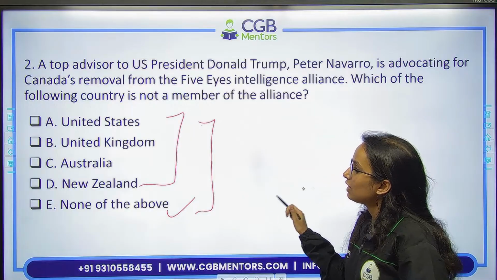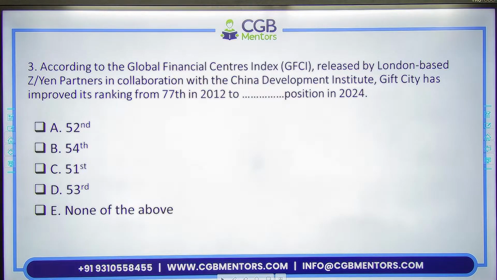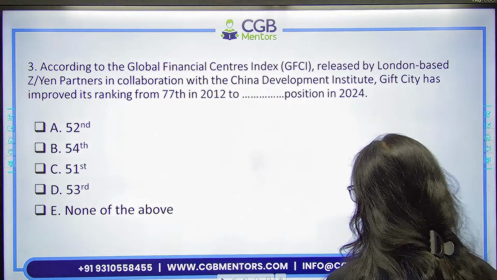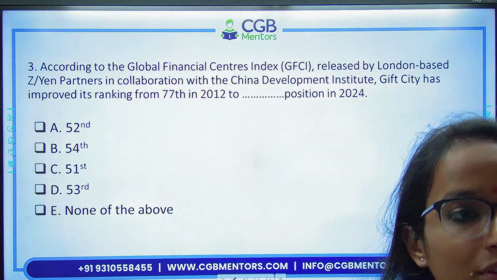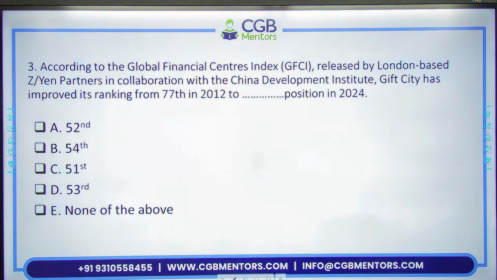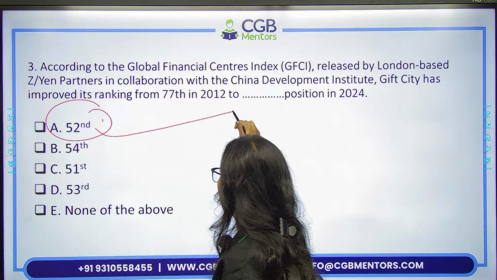Remember these names. Next is, according to the Global Financial Centres Index released by London-based Z/Yen Partners, what rank has Gift City improved to from 77th in 2024? What is the rank of Gift City, Gujarat? Quickly tell me. Very good. Gift City's rank is 52nd, right? 52nd rank hai Gift City.